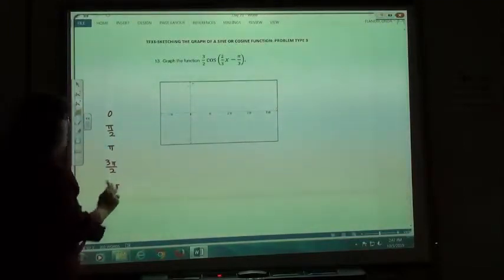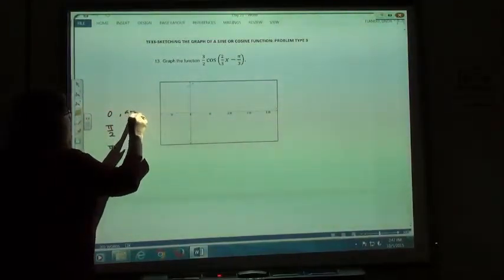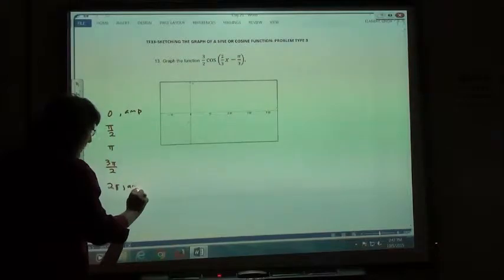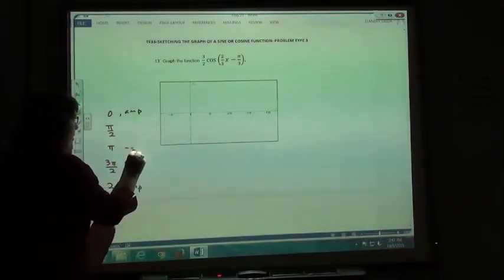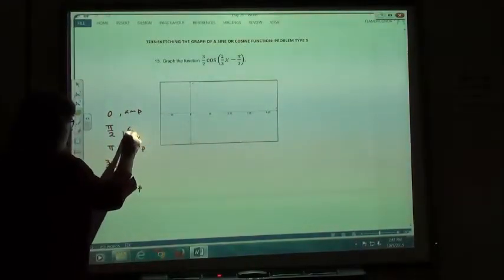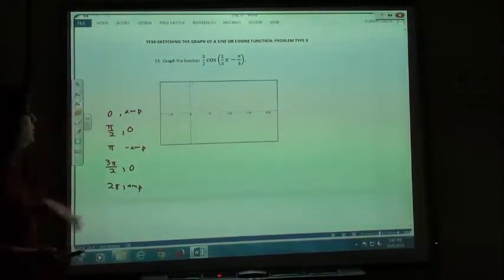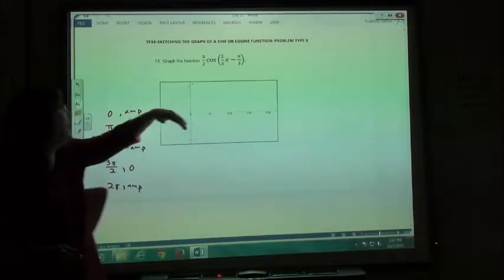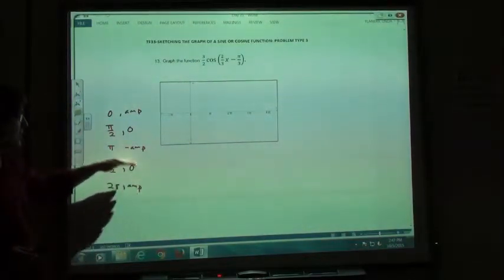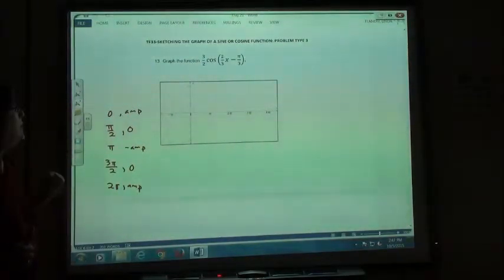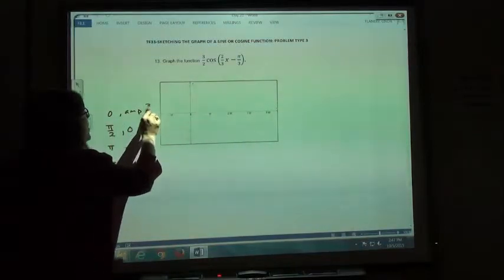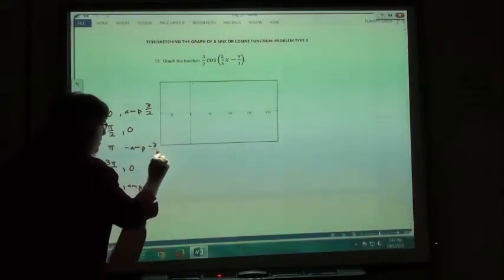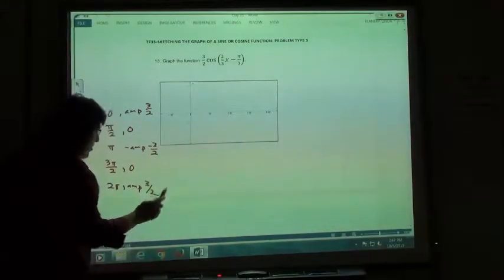Since it's my cosine function, I have my amplitude up if it's positive, and then negative in the middle, and 0 and 0. So keep in mind that if my amplitude or my number in front of here is negative, then the negatives go first and then the positives are in the middle. In this case, my amplitude is a positive 3/2, so I can put those in there.